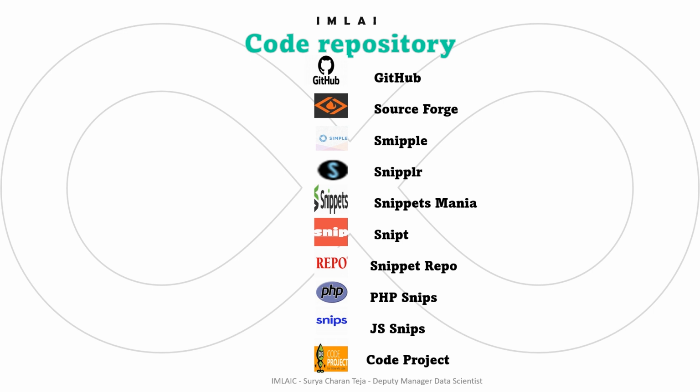Then you have written the code, you have developed the code, then you used a Git version control system to push it, but you need some repository where all the developers can push or pull the code. That's what we call a code repository. The most famous one and widely used everywhere is GitHub. In addition to that, there are other types, basically SourceForge, Snipplr, Snippet Mania, and CodeProject. These are all other code repositories.